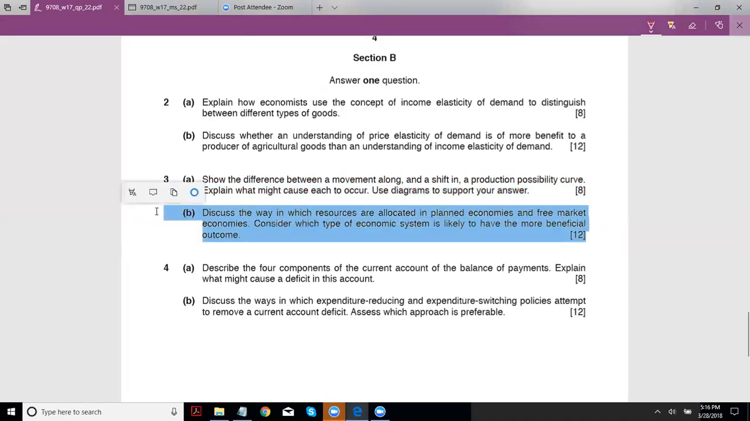Okay, so let's take this back to our whiteboard. Okay, so discuss the way in which resources are allocated. So we're talking about the allocation of resources in planned economies, and I guess the other one is free market economies. Very boring question, to be honest. Consider which type of economic system is likely to have more beneficial outcome.